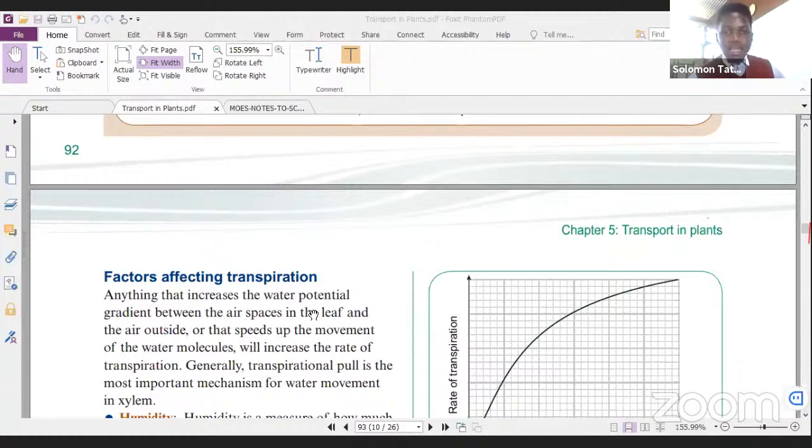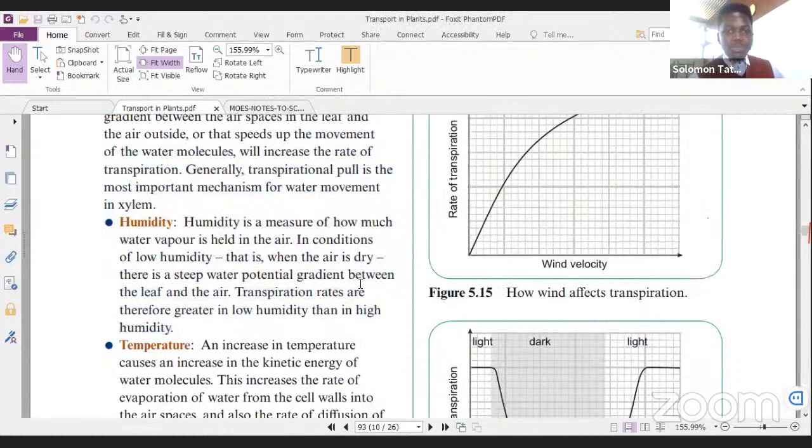Okay, Ketan says the higher the humidity, the lower the rate of transpiration. Yes. So humidity is a measure of how much water vapor is held in the air. In conditions of low humidity, that is when the air is dry, there is a steep water potential gradient between the leaf and the air. Transpiration rate is therefore greater in low humidity than in high humidity. All right. That's how humidity affects transpiration.